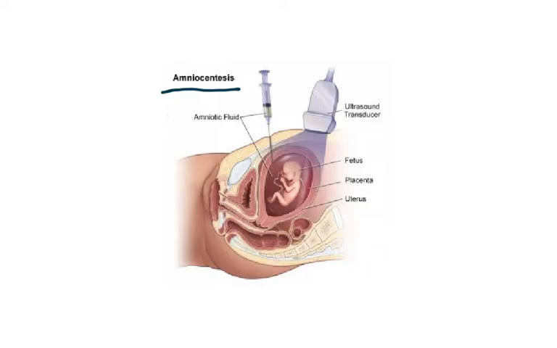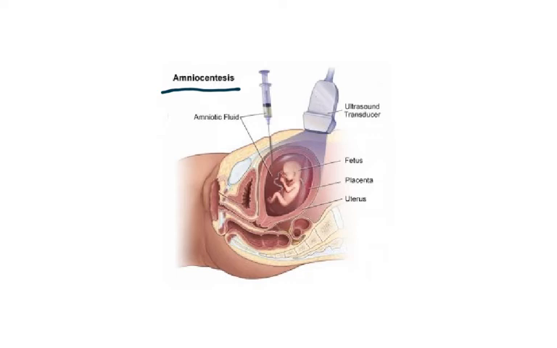So you can see how with an ultrasound transducer we've localized, and we're trying not to damage the fetus. And then we take a syringe and a needle and we puncture the wall of the abdomen, then we puncture the wall of the uterus and we take out some fluid, and that is called amniocentesis.